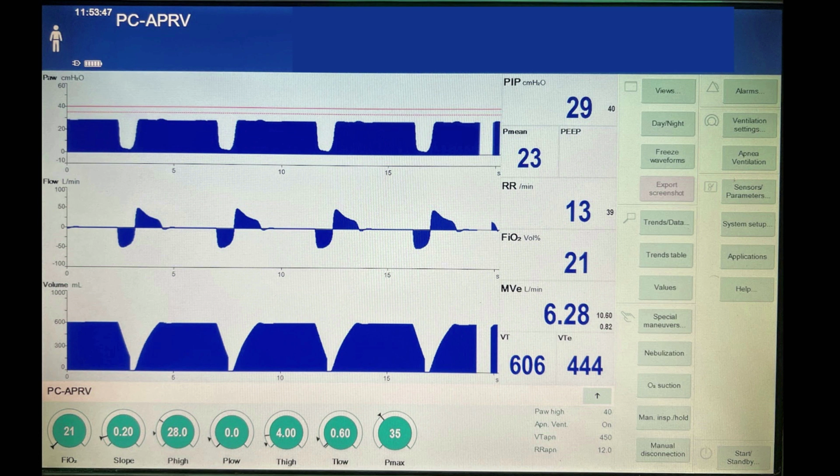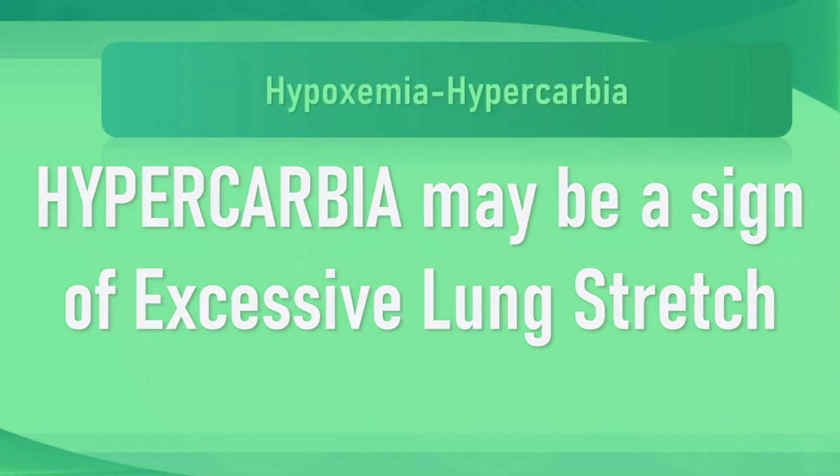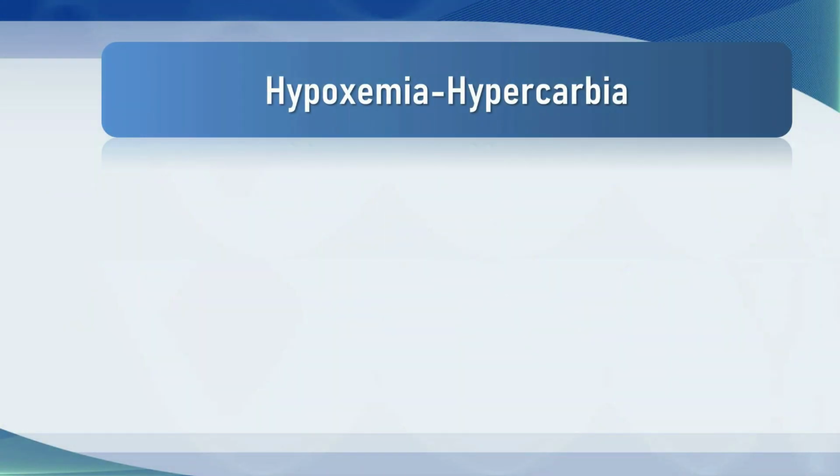Now, I want to say a couple of things about what happens once you've put the patient onto this mode of ventilation. And this is a really key point to make. Hypercarbia may be a sign of excessive lung stretch. Hypercarbia in airway pressure release ventilation is multifactorial. It is caused by a combination of hypoventilation overall and increased alveolar dead space secondary to hyperinflation of poorly perfused lung units. I don't want to be overly prescriptive.